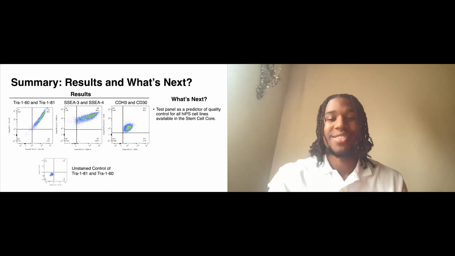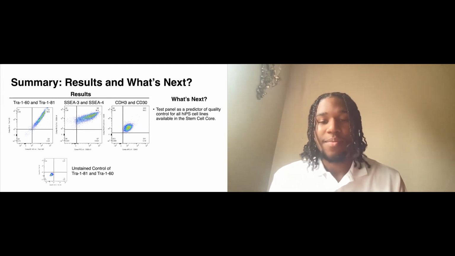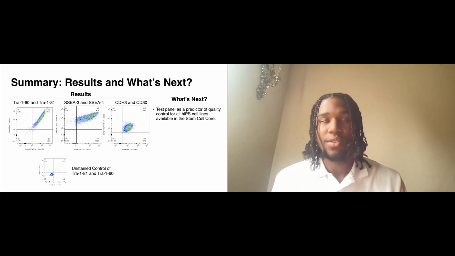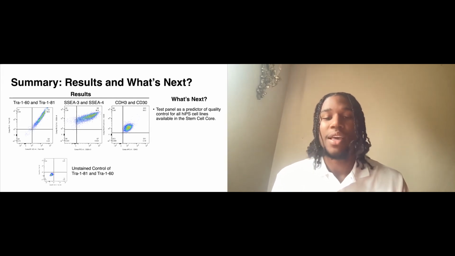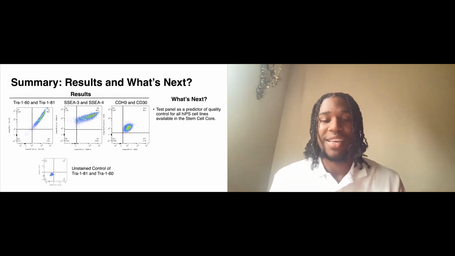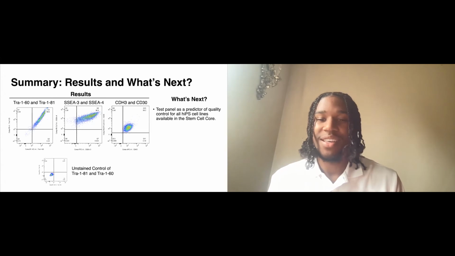So what's next? The flow core is now going to work with the stem cell core and groups to try to quality control the hiPSCs that come into Gladstone. This could include cell sorting, depositing cells with these markers, which could be a much quicker way to obtain pure hiPSCs than current methods.